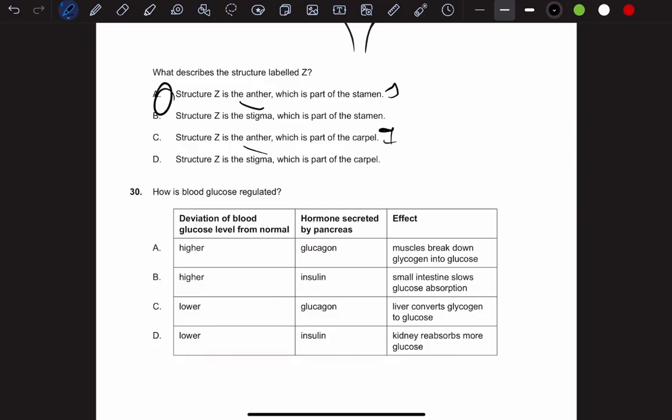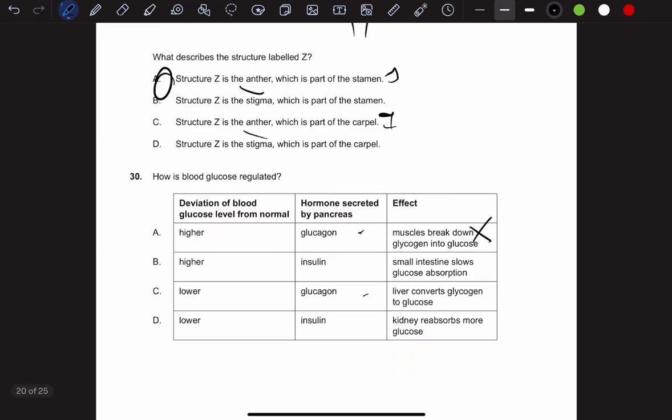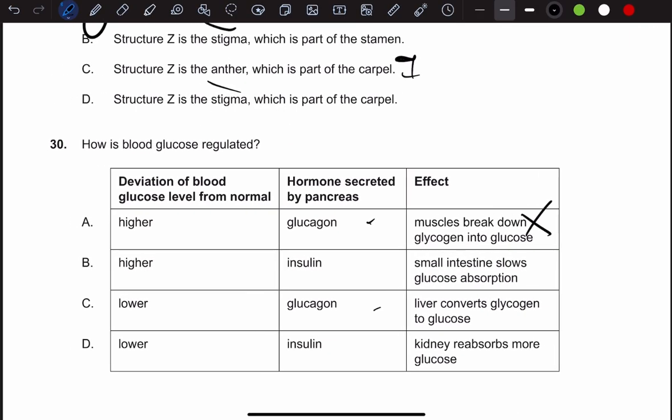Oh, okay. Sorry, this question is kind of confusing. So it's not saying how it's regulated in general. It's saying which one of these is true. Okay, so let's try and match them to the hormone. Glucagon, muscles break down glycogen into glucose. Muscles breaking down, that's not true. Insulin, small intestine slows glucose absorption. Insulin, kidney reabsorbs more glucose. Glucagon, liver converts glycogen to glucose. I'm talking about direct role. This is the only one that's correct.